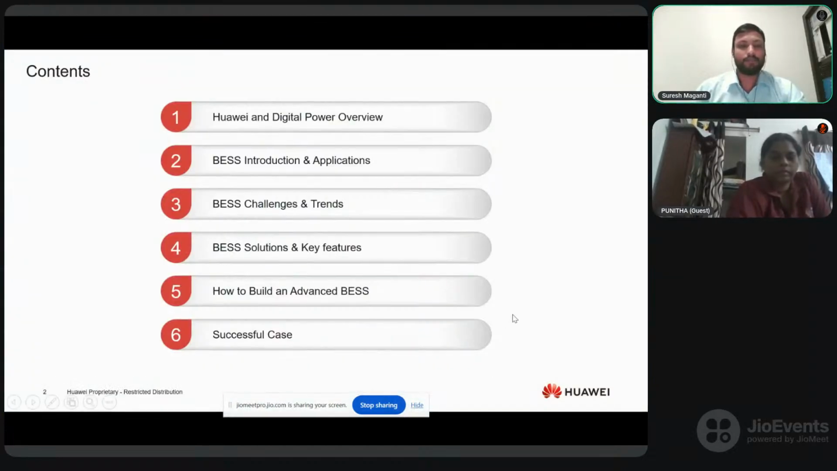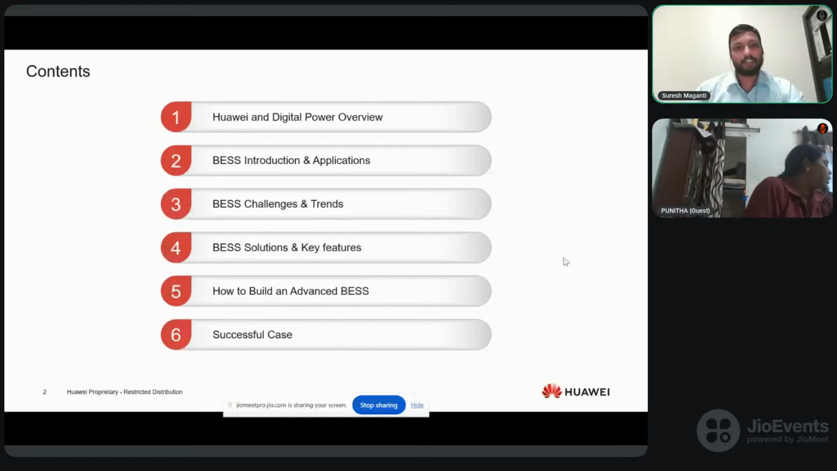First, I would like to give a brief overview about my company and what is digital power and its overview, and then we will talk about battery energy storage introduction, why we are going for battery energy storage systems instead of many alternate energy storage systems that are available, and also we'll talk about grid level applications.